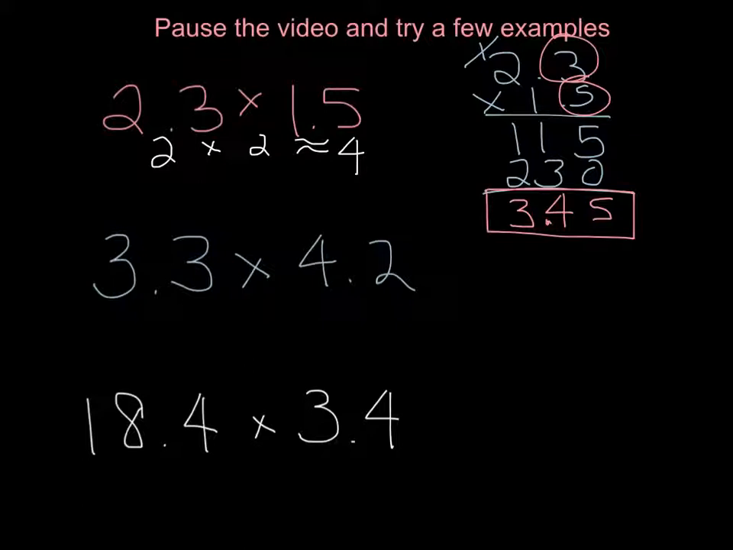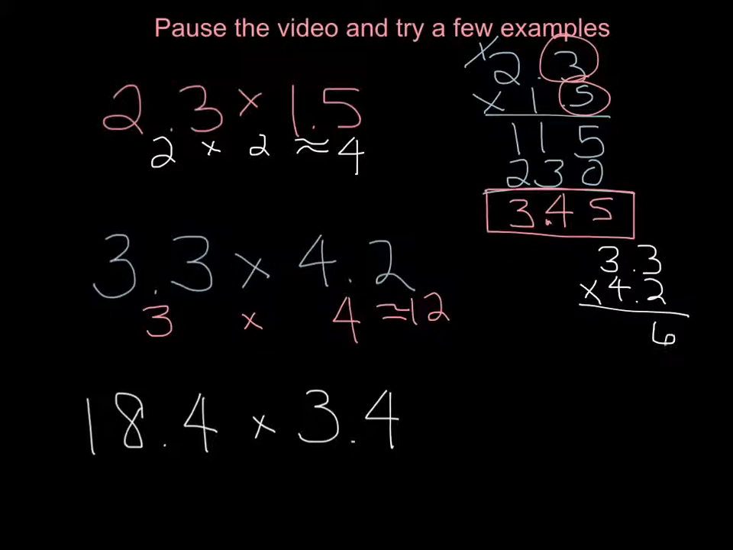For number 2, it's approximately 3 times 4, which is approximately 12. So if we multiply 3.3 times 4.2, 2 times 3 is 6, 2 times 3 is 6. We add our placeholder. 4 times 3 is 12, carry the 1. 4 times 3 is 12, plus 1 is 13.